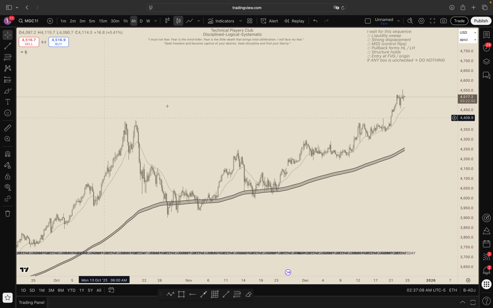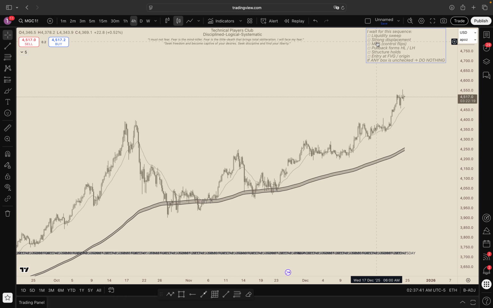As you see, how I like to keep my chart, I keep a little reminder up here: discipline, logical, systematic. I like to keep these two Frank Herbert quotes on here. I must not fear. Fear is the mind-killer. Fear is the little death that brings total obliteration. I will face my fear. Seek freedom and become captive of your desires. Seek discipline and find your liberty. So let's get right into it.